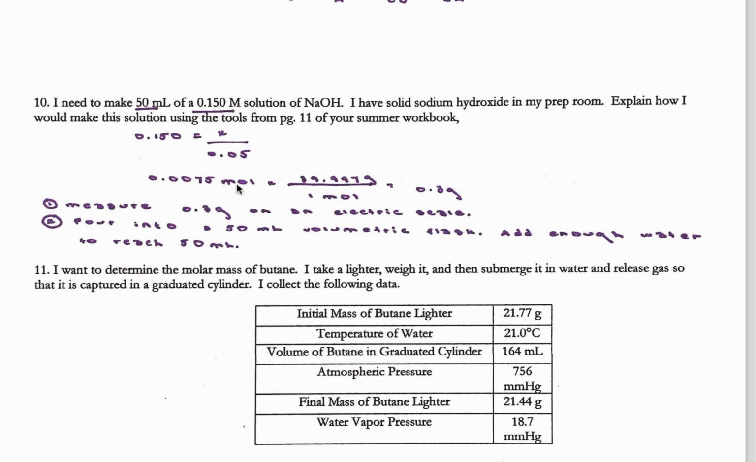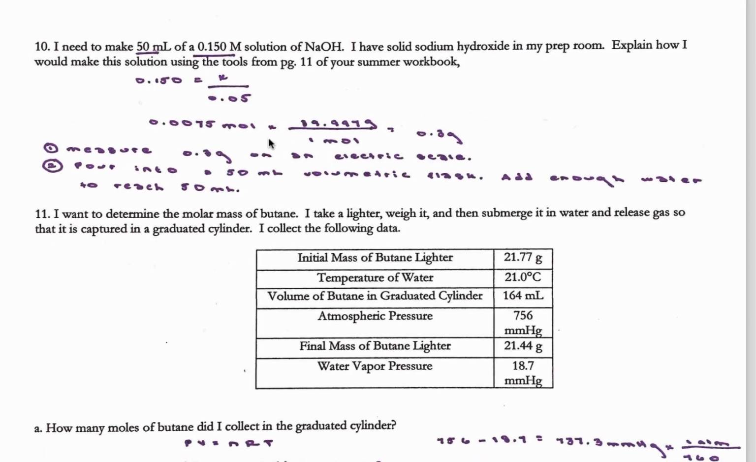I get my number of moles, and then what I need to do is I need to multiply by the molar mass of sodium hydroxide, which is 39.997. And so when I multiply 0.075 by 39.997, I get 0.3 when I round to just 1 sig fig. Okay? And so in my explanation for how to make this solution, remember, go back to and look at the tools that I provide you with.